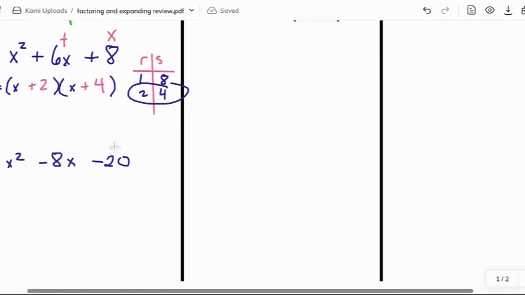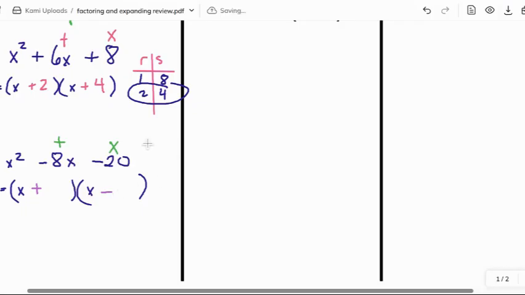The second version is when your last term has a minus. So that means we've got to multiply two terms to give me a minus. When I multiply two numbers and end up with a negative, what are my two numbers going to be? Positive and negative. There has to be one positive, one negative.